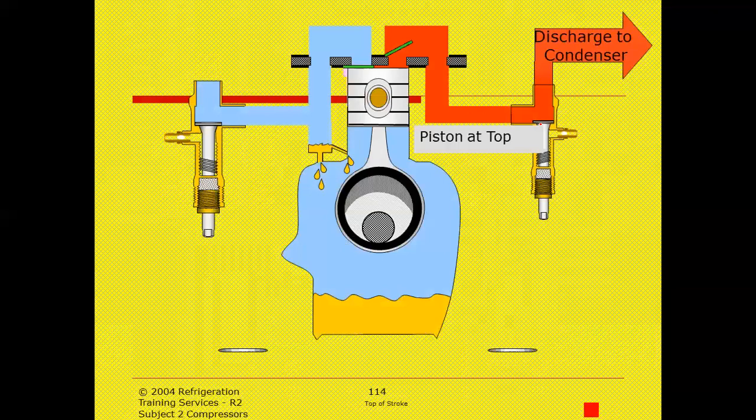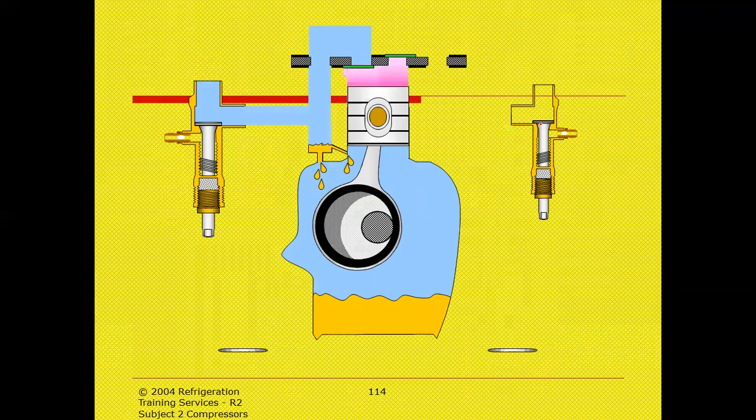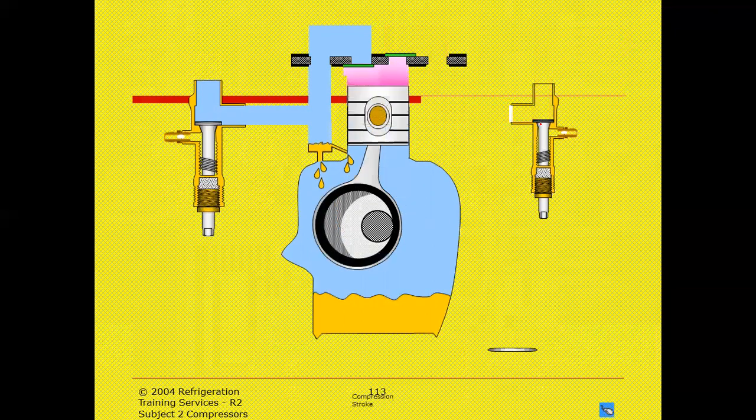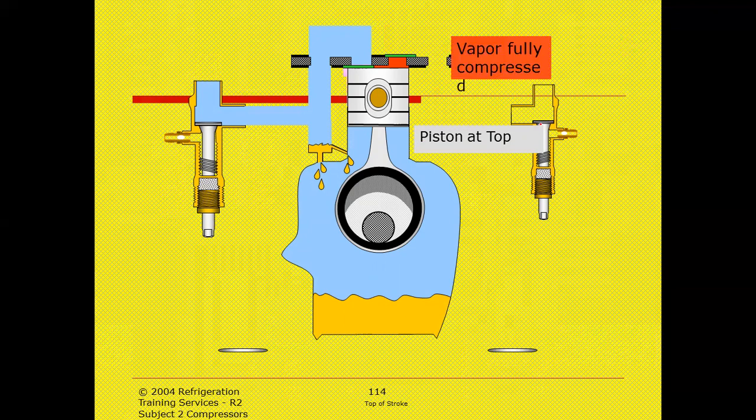Now see here, the vapor is fully compressed. Now the piston is coming down. See the pink color portion, how it is forming there. Now when it is forming at the nearby proximity, then automatically, see here now, it is slowly pushing up.